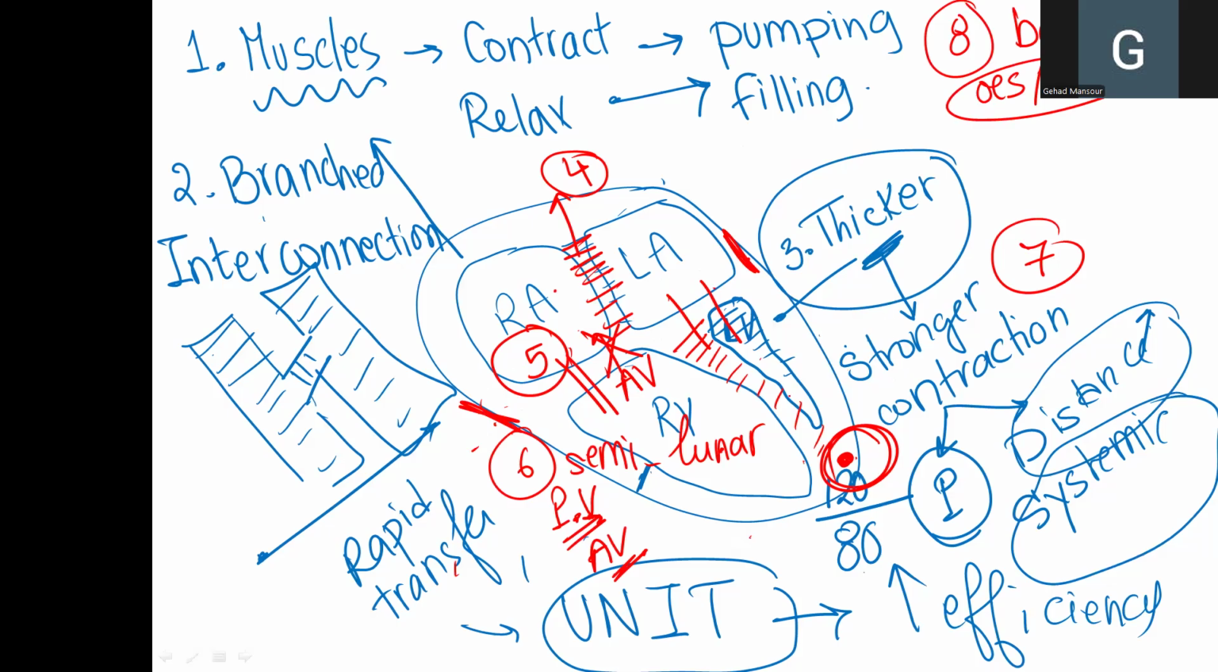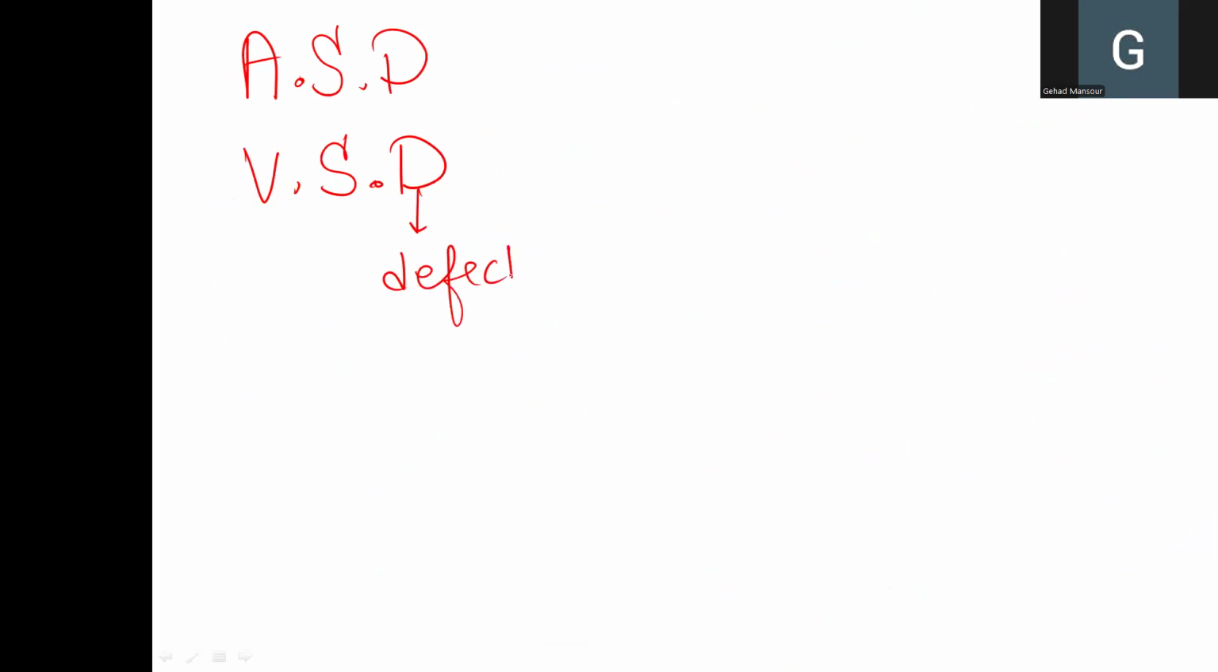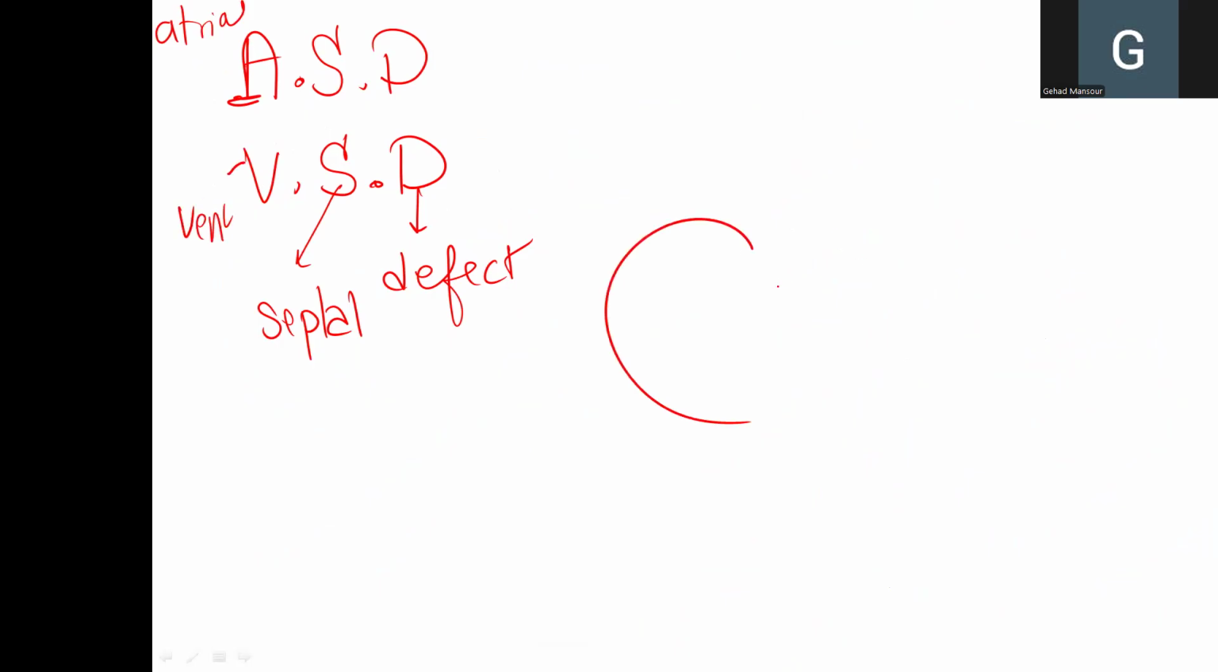Having finished this, we have to mention one important question that is related to the interatrial and interventricular septum. So what happens when you have an atrial septal defect, ASD, or a ventricular septal defect, VSD? D stands for defect, S stands for septal, and A and V stand for atrial or ventricular.